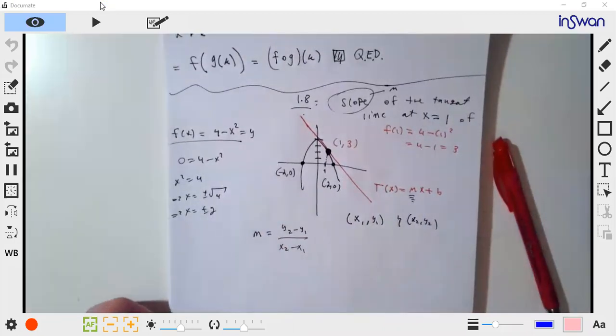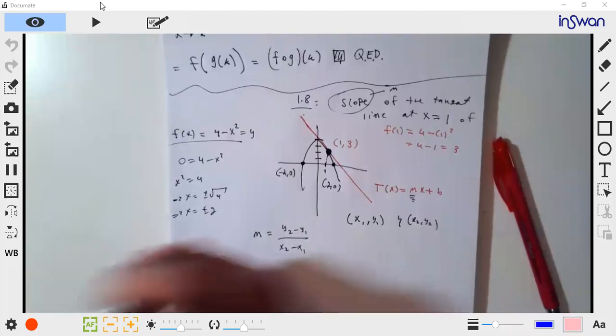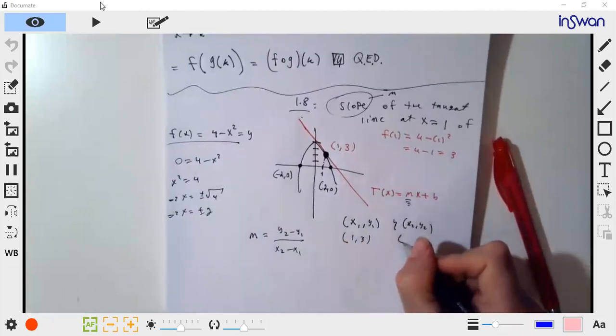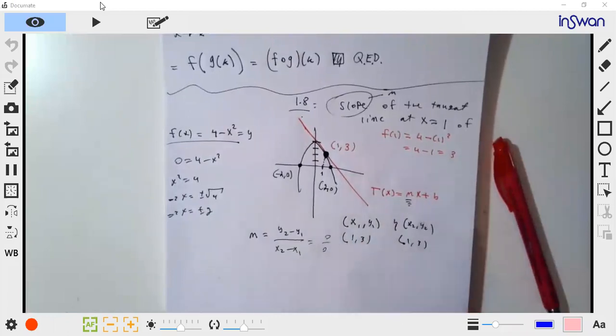Okay. Recall that we tried to solve this problem by saying, well, take x1 and y1 to be 1, 3, and x2 and y2 to be 1, 3. But then this equation gives you 0 over 0, which is undefined. So that idea didn't work.